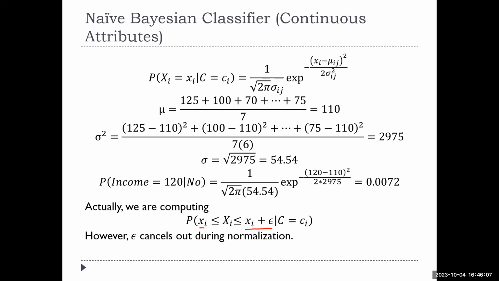This is somewhat close to the mean, but a little bit high, because the value that I'm checking is 120 and the average is 110. You see that, right? This is close to the mean. But this is the formula; you just need to use it for continuous attributes.